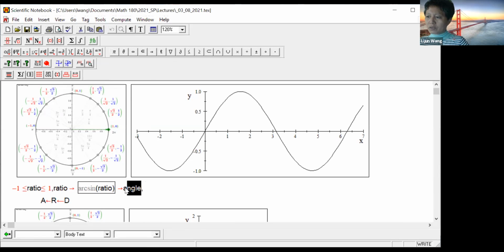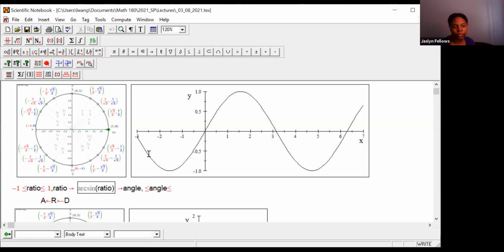And of course, the resulting angle, where can the resulting angle be? It can only be between what? Between what, you guys? Come on, tell me. Negative pi/2 and pi/2. That's right. -π/2 to π/2.